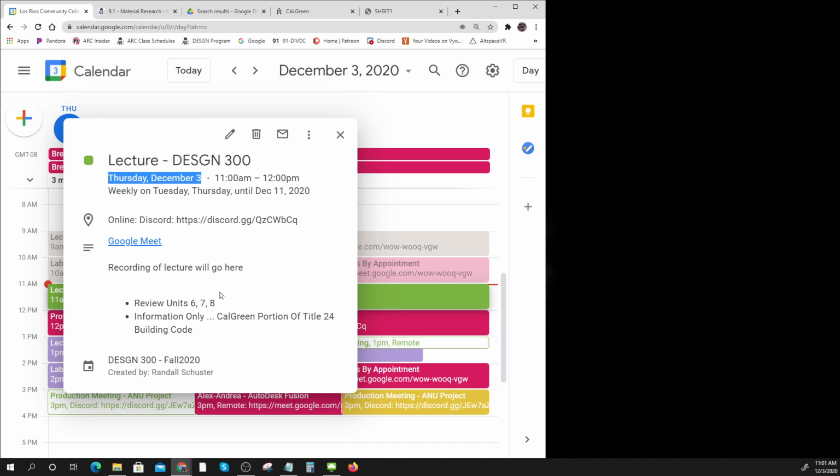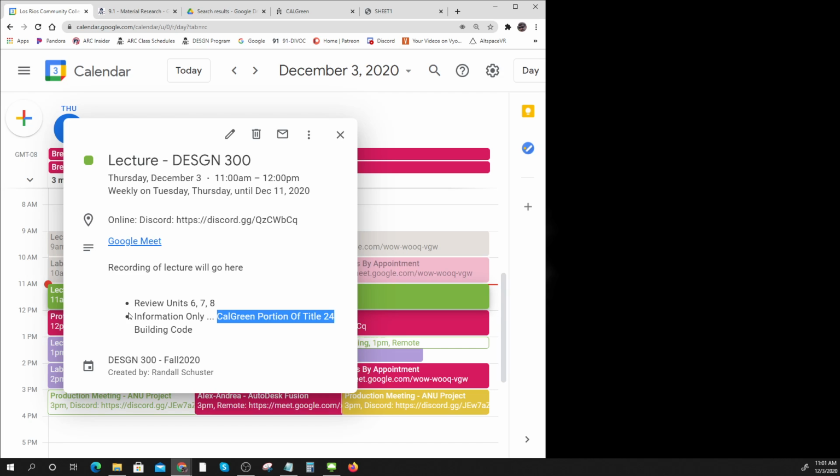Don't worry about it. So I want to do a real quick review of Units 6, 7, and 8, kind of by going through the final exam and seeing if you have any questions. And then I want to do some information-only bit about the Cal Green portion of the Title 24 Building Code, sort of how that fits into what we're doing.